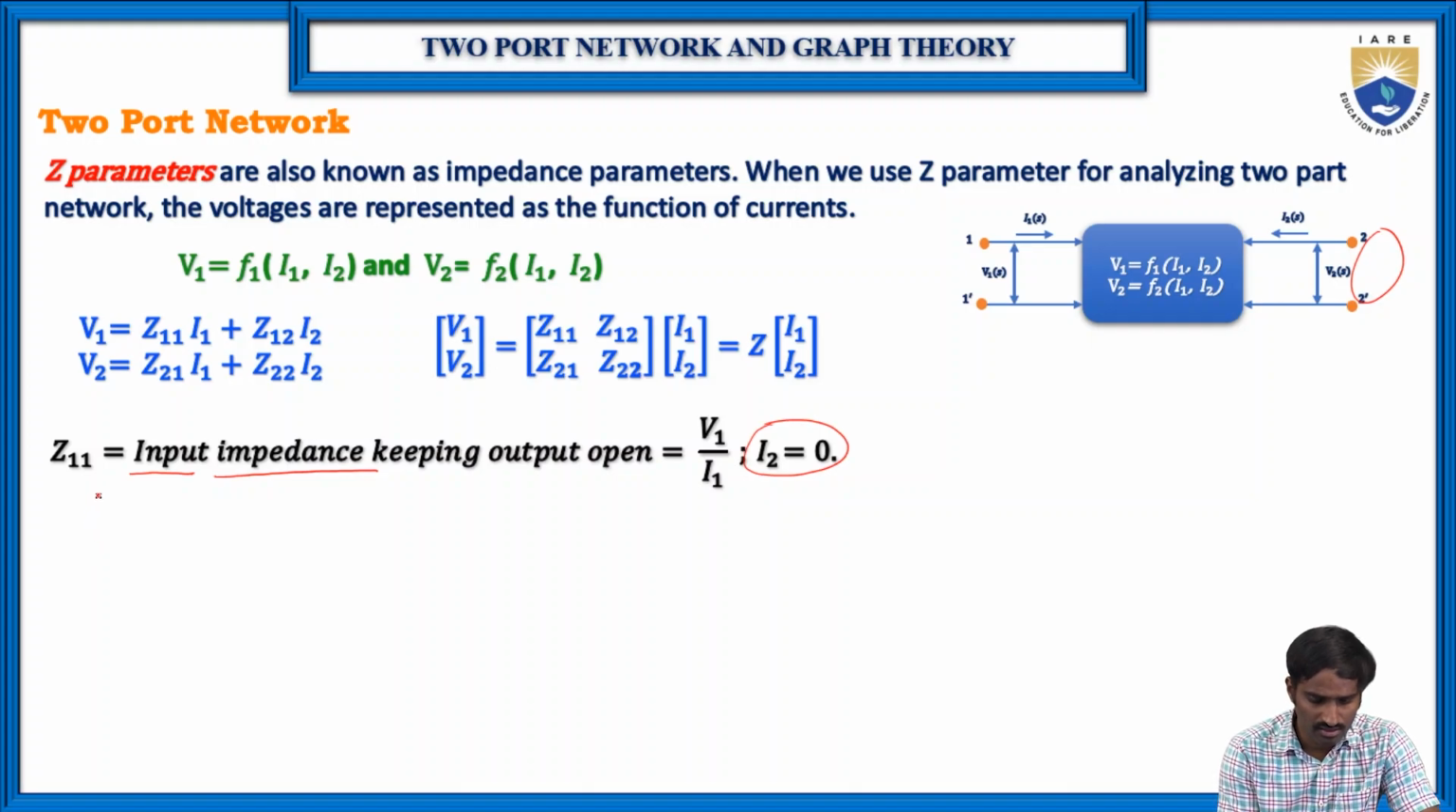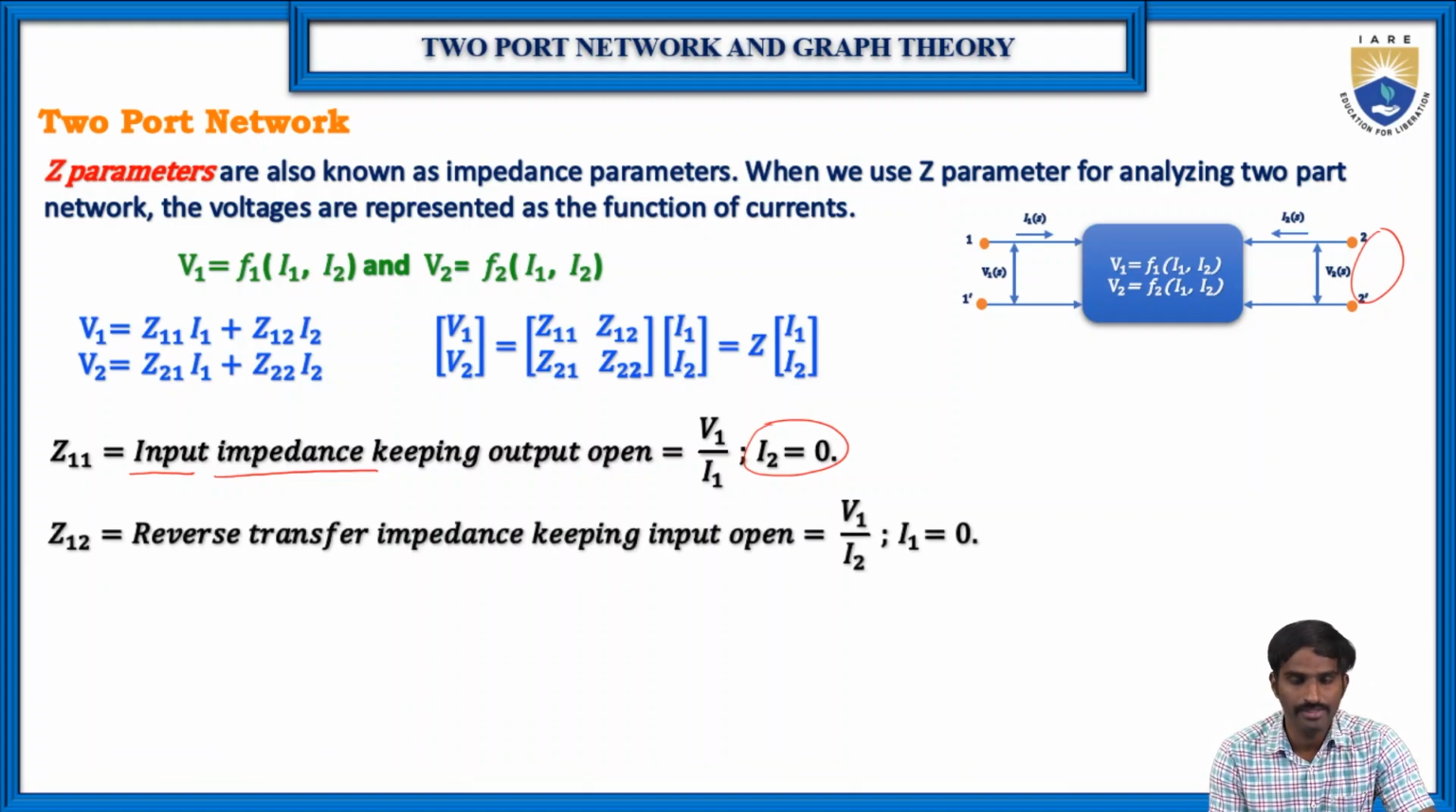Then next, Z12. Here it is actually the reverse transfer impedance, found by keeping the input open. It is the reverse transfer impedance because it is V1 by I2, where V1 is an input parameter and I2 is an output parameter. In this case we should keep I1 equal to 0, so the input side is open circuit, so that you can find the reverse transfer impedance Z12 by keeping the port 1 terminals open.